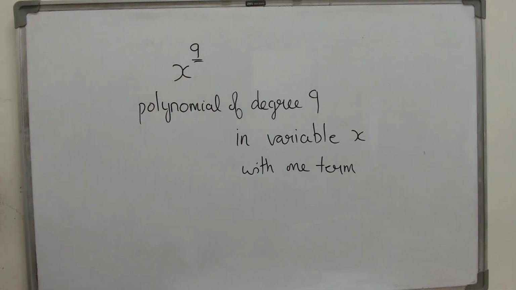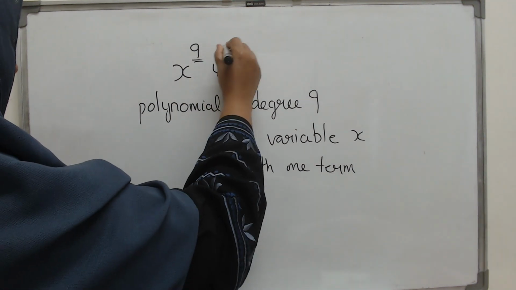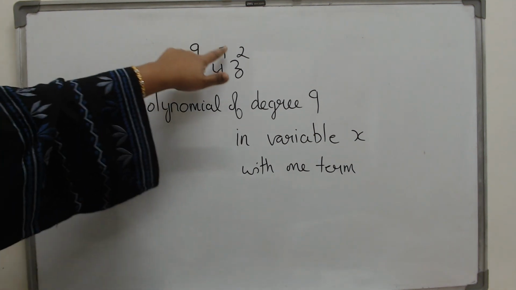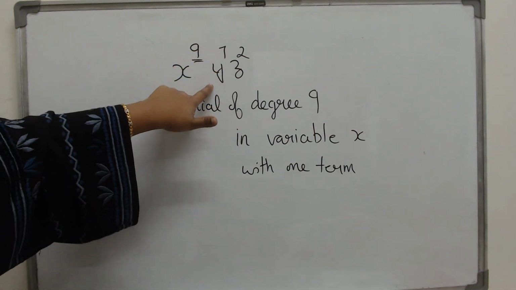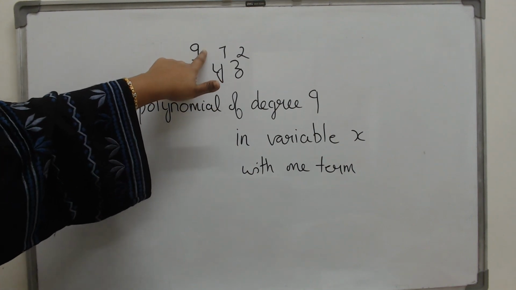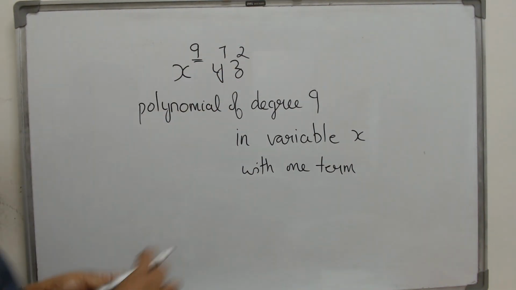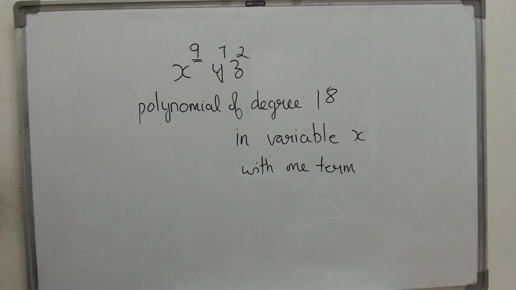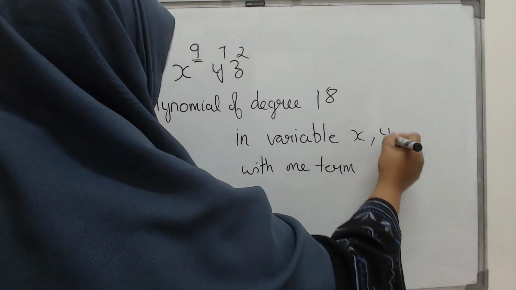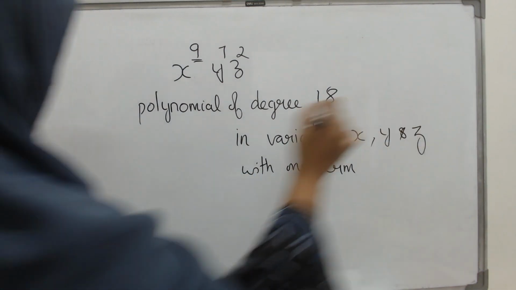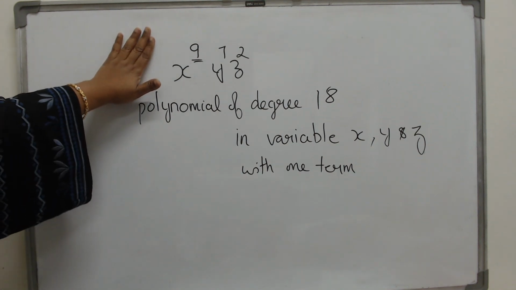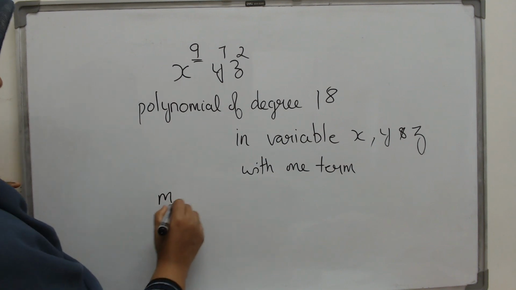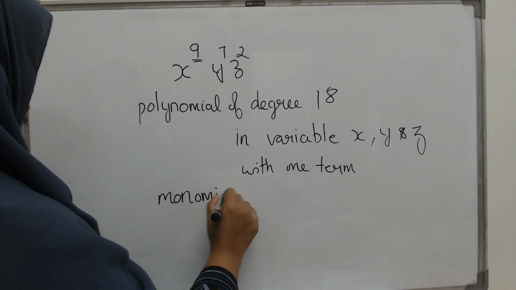What if it has more variables? For example, what if you have something like this? Then add all the exponents, whatever is the exponent of each variable, add all of them. 9 plus 7 plus 2 will give you 18. So what you have is a polynomial of degree 18 in the variables x, y and z, but still only one term. And what do we call a polynomial with one term? We call it a monomial. It has just one term.